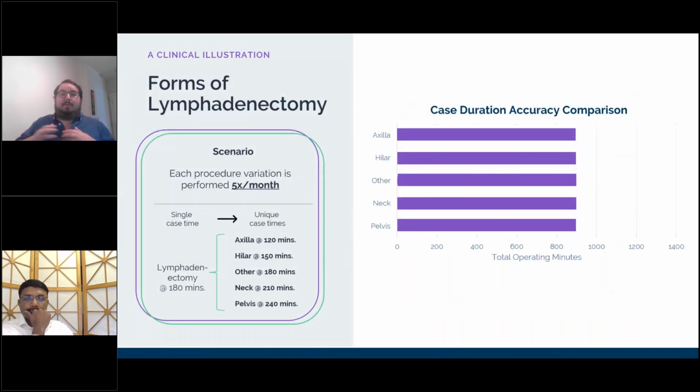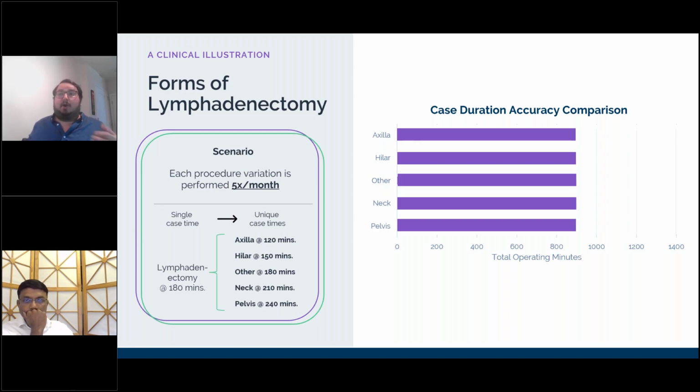So to dive a little deeper into this example of lymphadenectomy to illustrate what I'm trying to say here: in this situation, our theoretical OR performs 30 lymphadenectomies a month. There are 5 different variations of lymphadenectomy they can perform based on the location. We have axilla, hilar, other, neck, and pelvis.